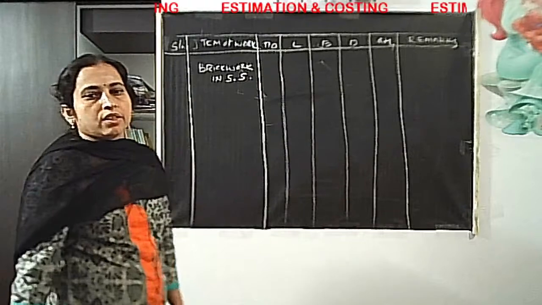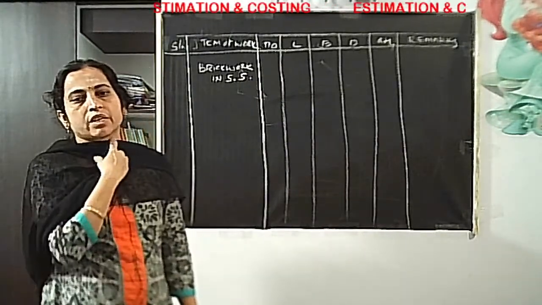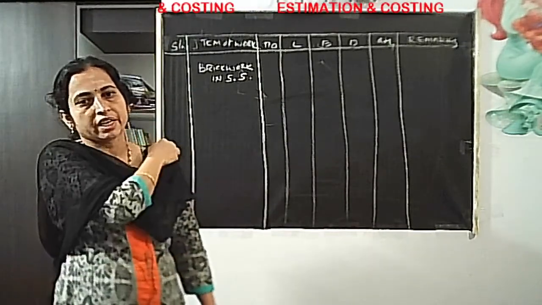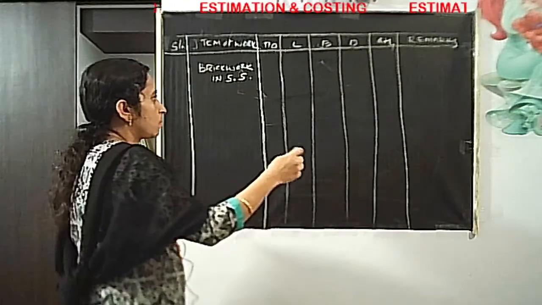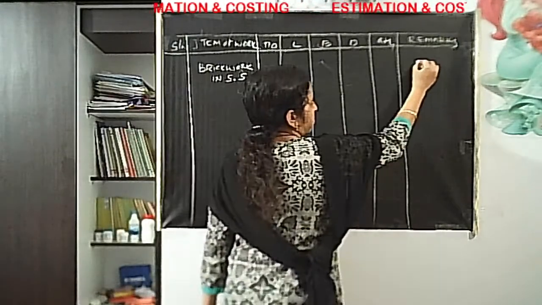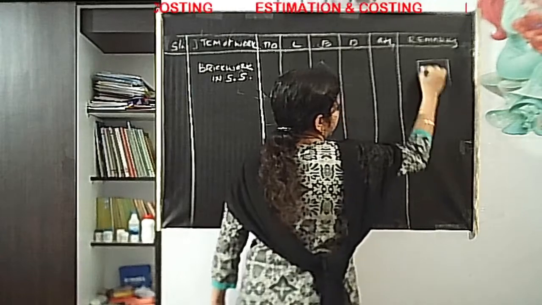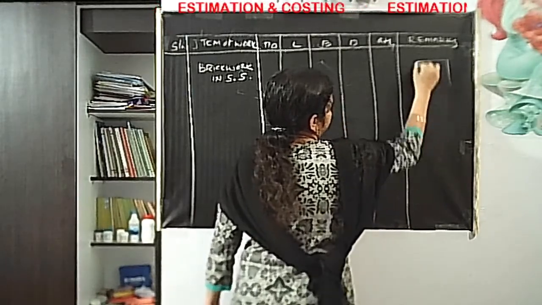For calculation of brickwork in superstructure, you know that you need the center line length. You have the room dimension 3 by 5. So the room dimension is 3 by 5.